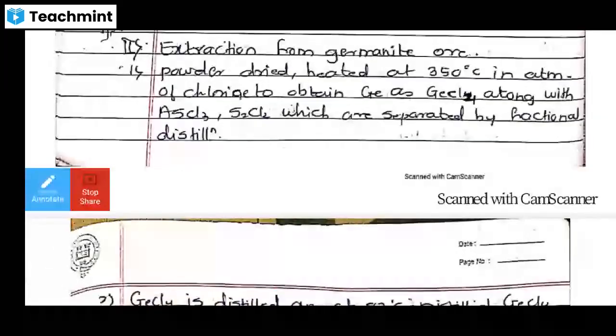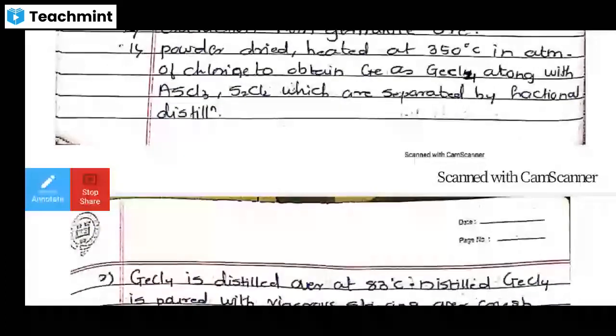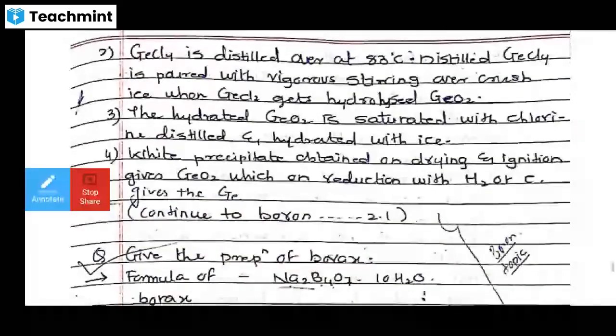Next, extraction of germanium from germanite ores in the second method, and how to separate it in pure form. The powder is dried and heated at 350 degrees centigrade in an atmosphere of chlorine to obtain germanium as GeCl4 along with AsCl3, that is arsenic trichloride, and S2Cl2, which are separated by fractional distillation. The GeCl4 is distilled at about 83 degrees centigrade, and the distilled GeCl4 is poured with vigorous stirring over a crushed ice bath, and the GeCl4 gets hydrolyzed to GeO2.